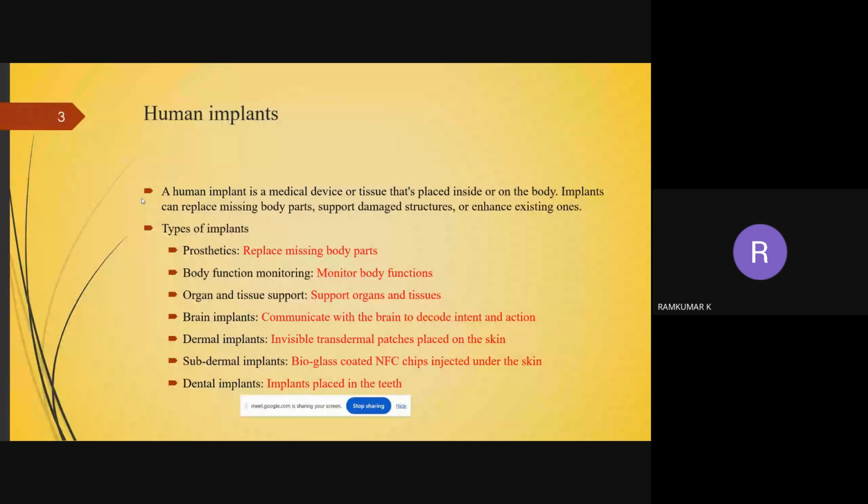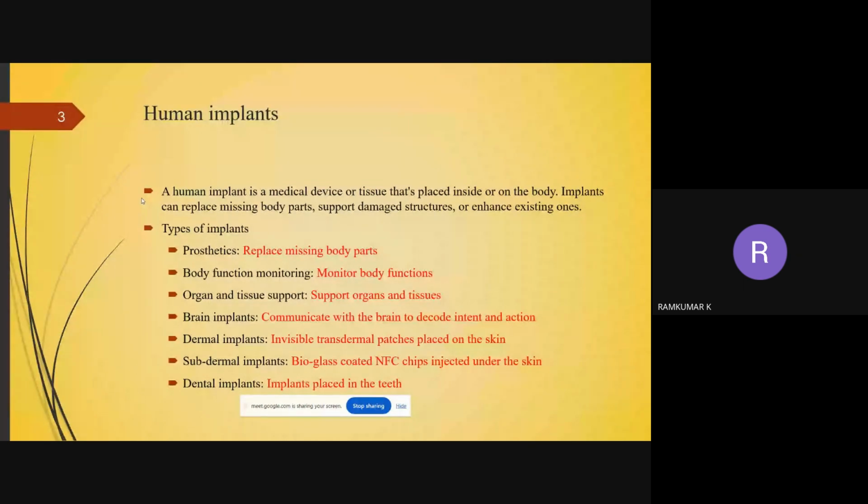The next one is body function monitoring. The main purpose is to monitor functions such as heart rate, glucose levels, or other physiological parameters. For example, glucose sensors or wearable health monitors like watches. After that, pacemakers are used. The next one is organ and tissue support. These implants help in the function of organs and tissues, for example, artificial heart valves or joint replacements.